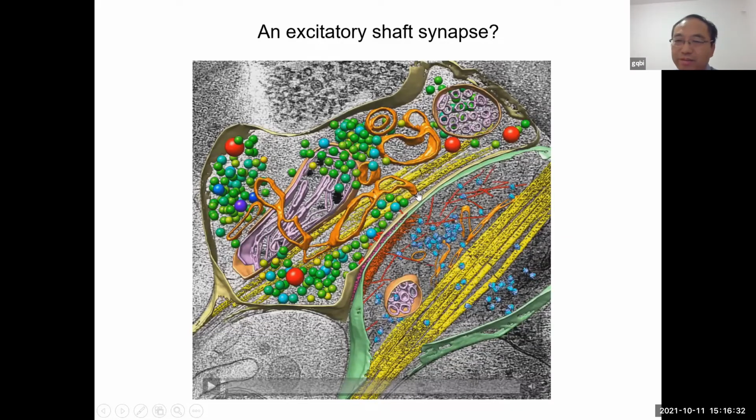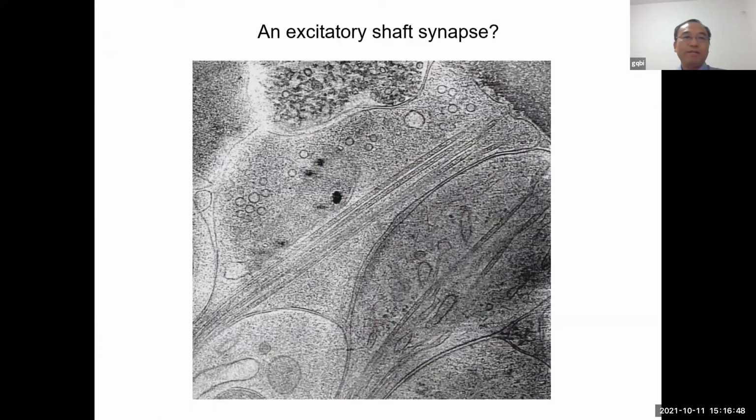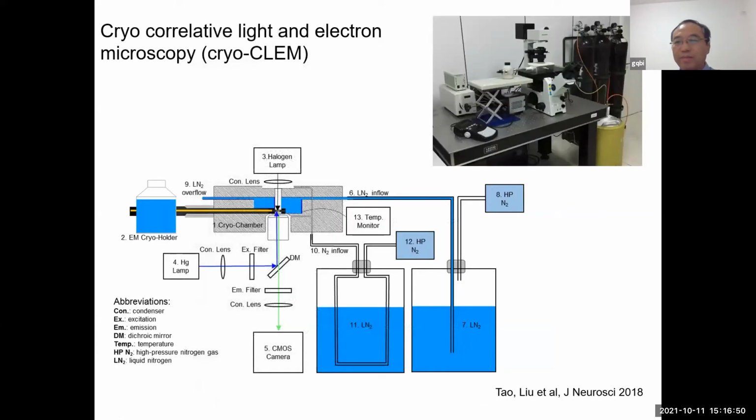So if you remember, I mentioned earlier that people usually say a shaft synapse is an inhibitory synapse. But an inhibitory synapse doesn't have a postsynaptic density. So what kind of synapse is this? To really identify this, we tried to combine optical imaging with EM.